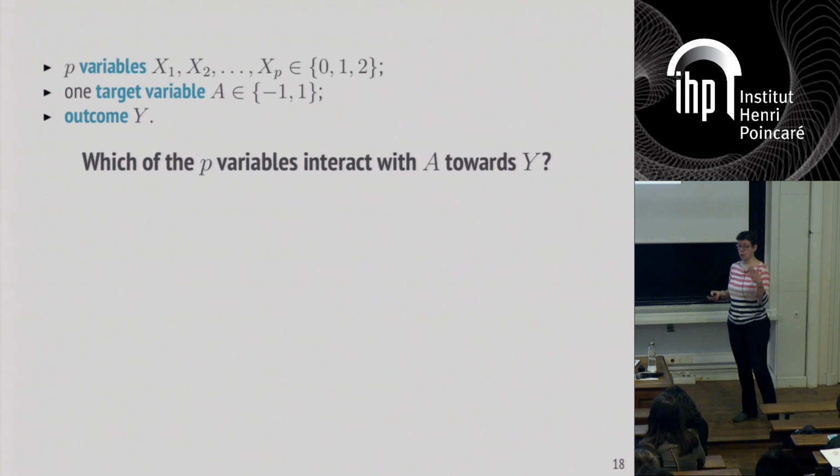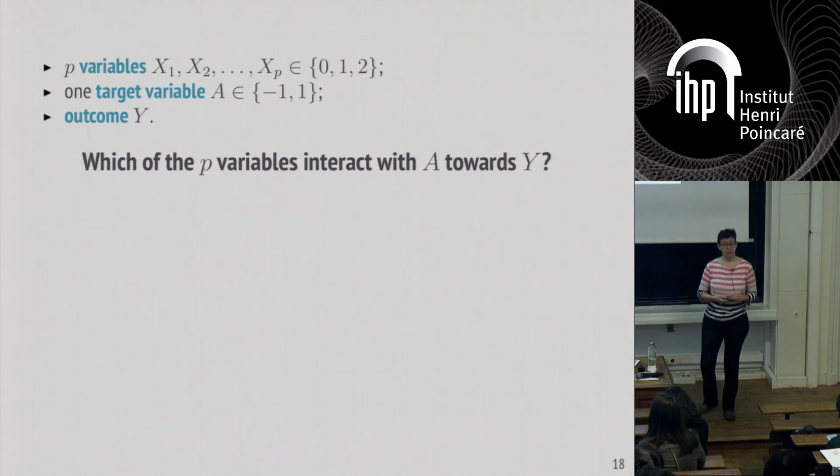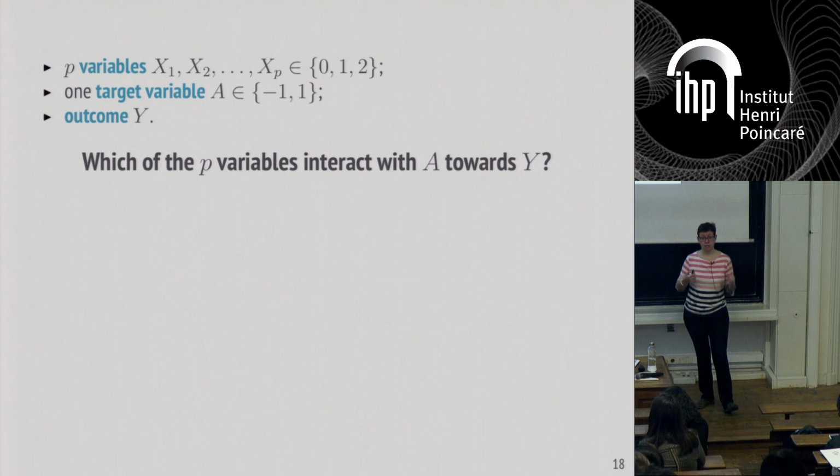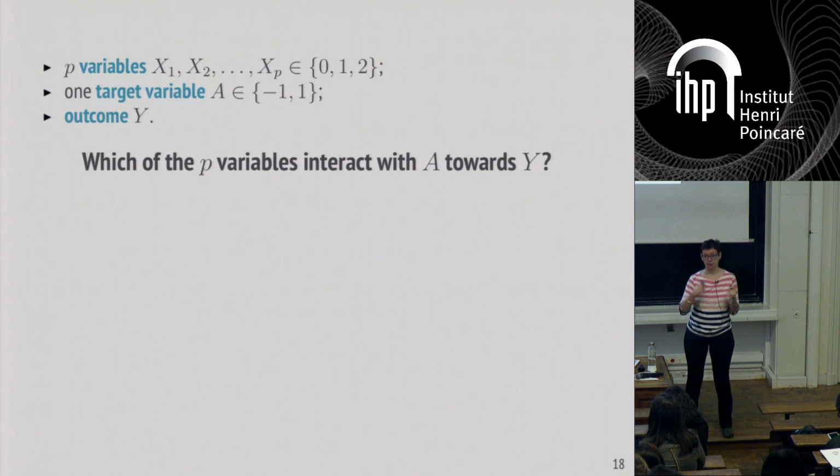And you have your outcome y, which for us here is also a binary variable, so it's case or control. The question is: we have this one SNP that we like, and among the rest of the genome, which are the variables that interact with this one SNP?